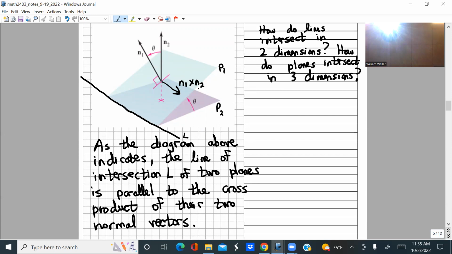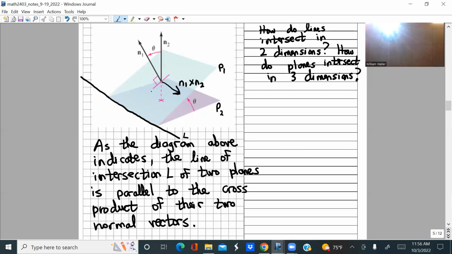Now, if two planes are not parallel, remember they're going to intersect one another in a straight line. Of course, parallel planes do not intersect. But any two non-parallel planes will intersect, and they'll intersect in a straight line. And so sometimes we're interested in finding the equations for that straight line where two planes intersect.